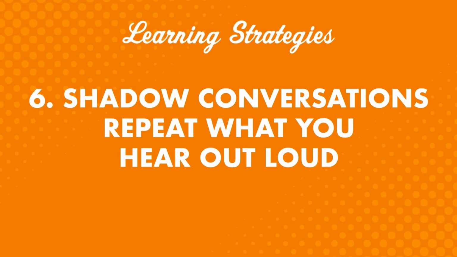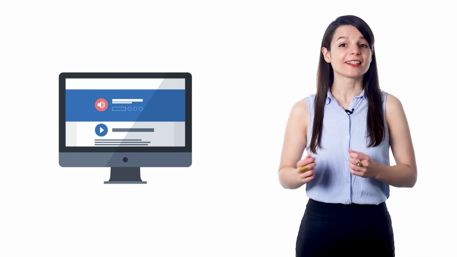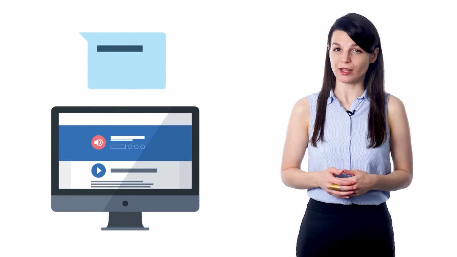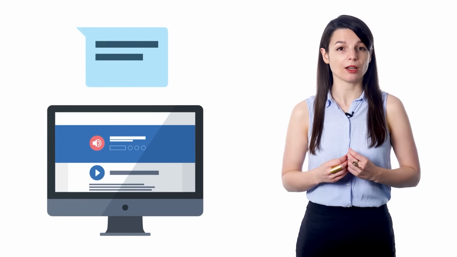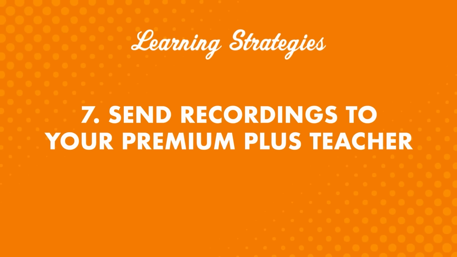6. Shadow conversations. Repeat what you hear out loud. This tactic is important, but it can be tricky when you're doing a brand new lesson. If you're reviewing dialogues from lessons you've done, though, it's super easy to do. Just listen to the dialogue and repeat what you hear. Shadowing means mimicking the speaker as soon as they speak, following their intonation and rhythms as closely as possible.